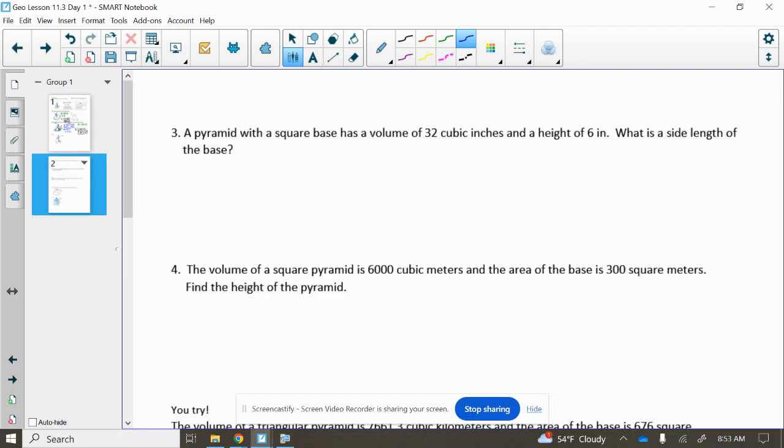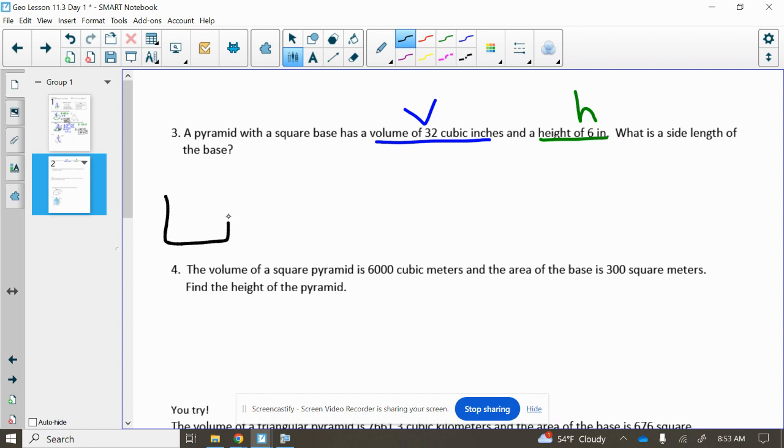All right, moving on to the back. We are given in our top example on the back page that we have a pyramid that has a square base with a volume of 32 cubic inches and a height of 6 inches. And we want to work backwards to find the length of a side of the base.